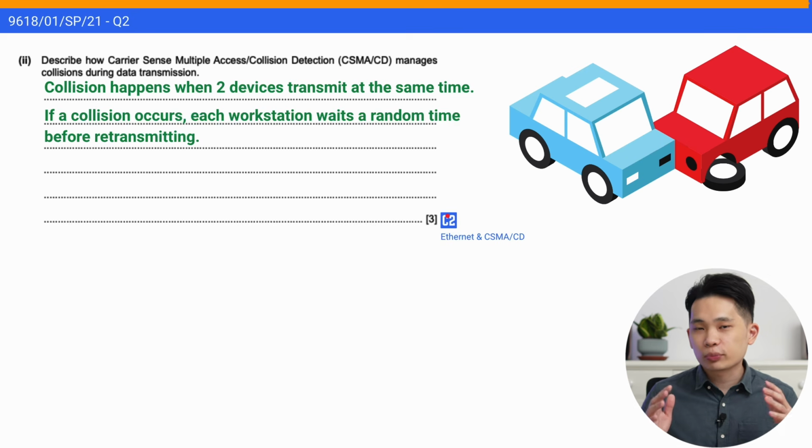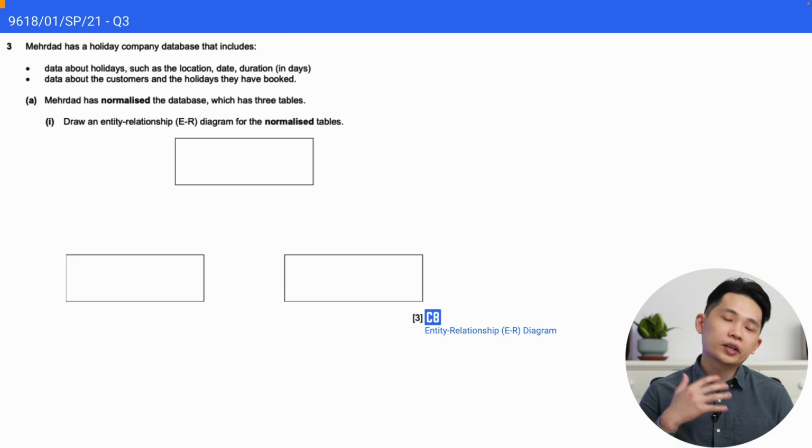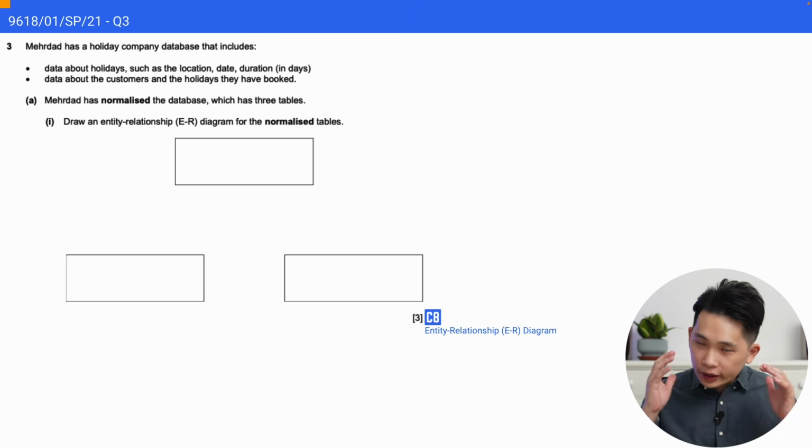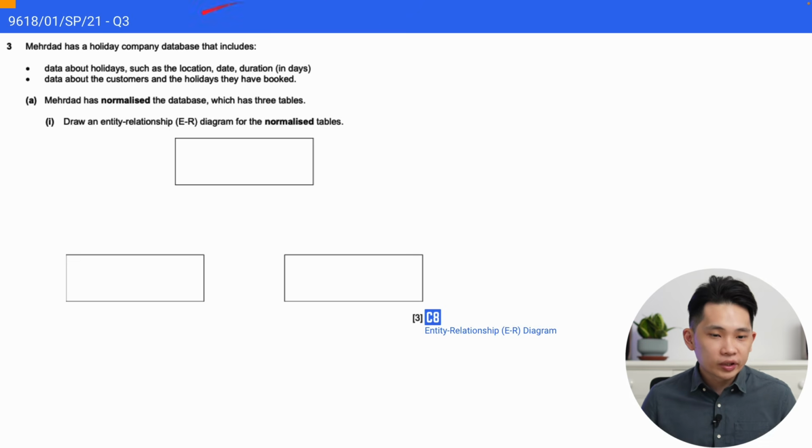And now let's proceed to question 3. Question 3 is a typical database question, so let's dive deep into this question here. Murdoch has a holiday company database that includes data about holidays such as the location, date, duration in days, data about the customers and the holidays they have booked.